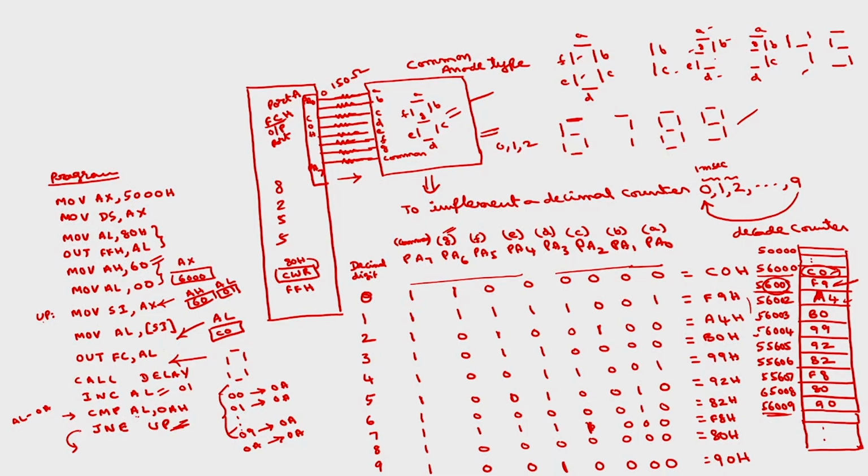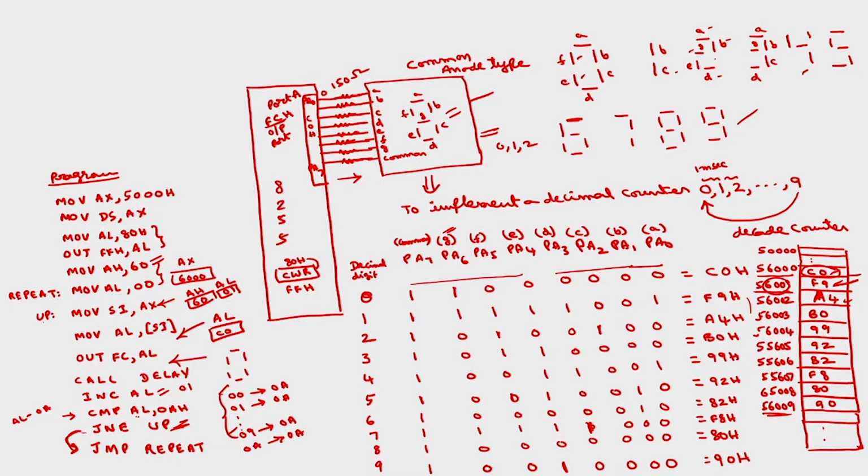After 9 what happens? This will come out of the loop, but I want to repeat the process. So you write an unconditional jump to up 2, or unconditional jump to repeat, you can call. Where should this repeat be? This repeat should be again here, so that again AL will be taken with 00. So the code corresponding to 0 will be displayed. Like that this loop continues.